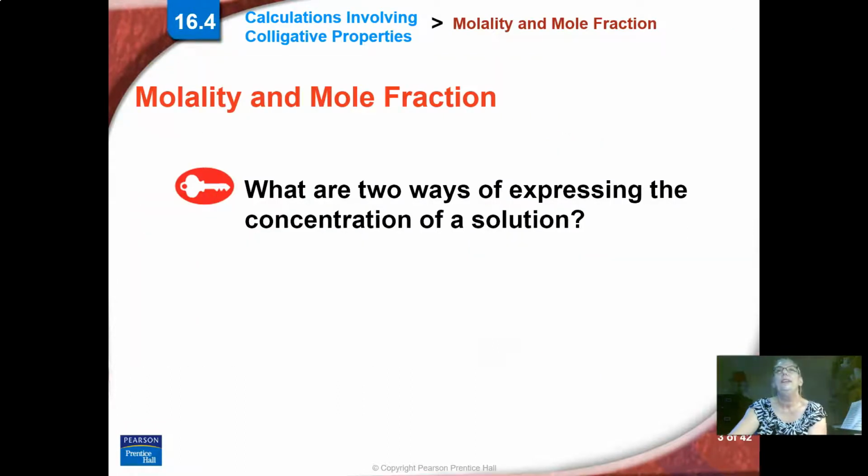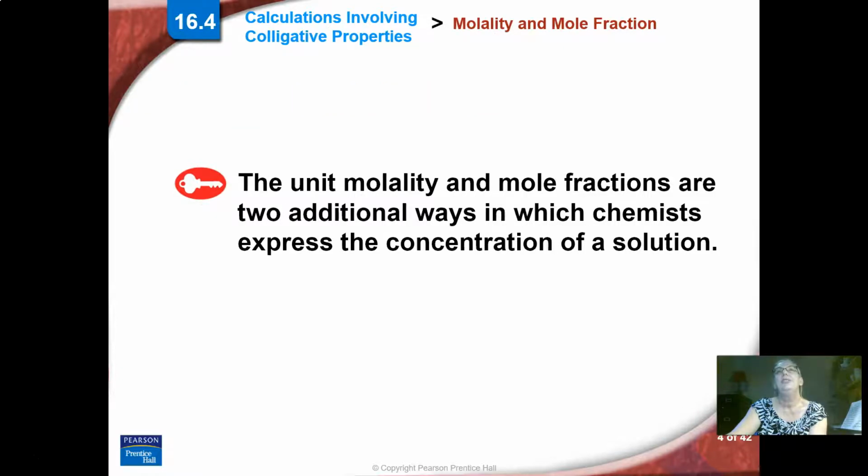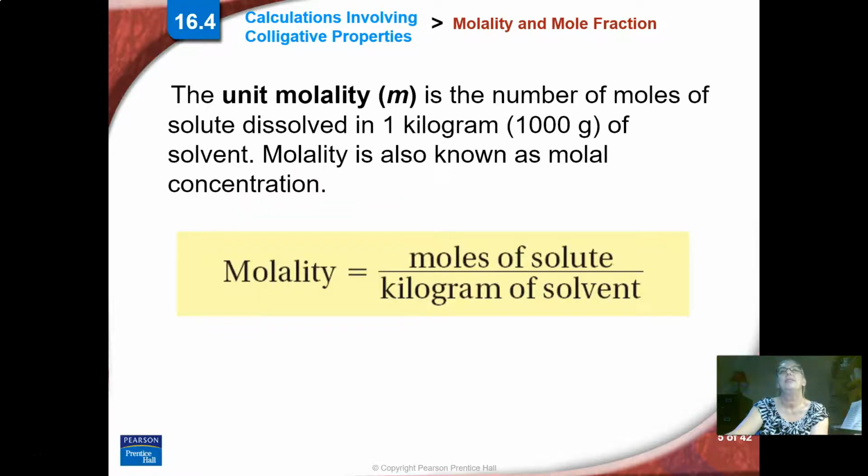So there are two ways to express concentration. We have two new ones. These are called molality and mole fraction. So these are two different ways that we can also express concentration. We did molarity before, but this one's called molality, and there's another one called mole fraction.